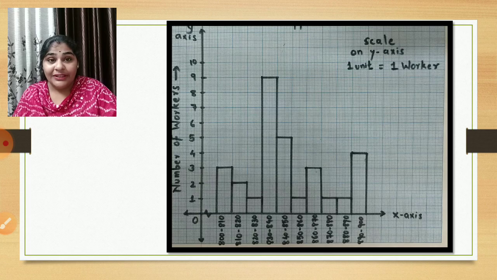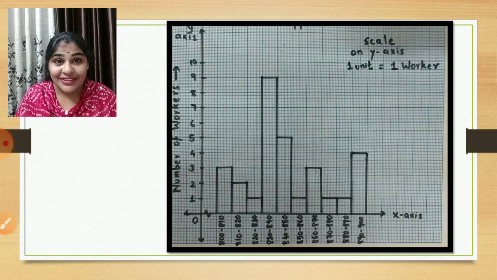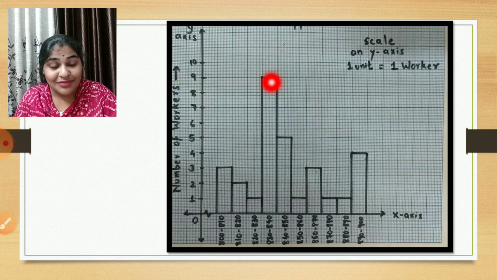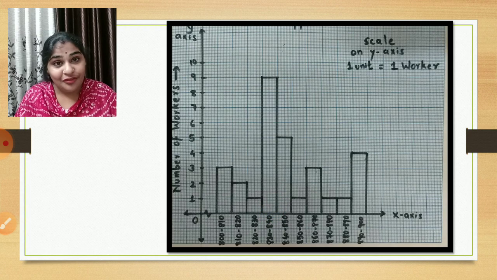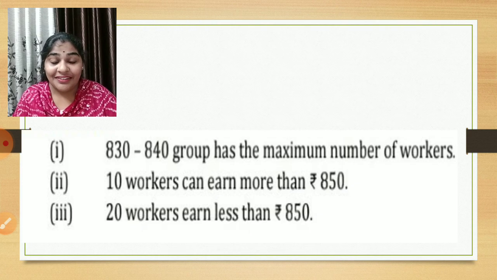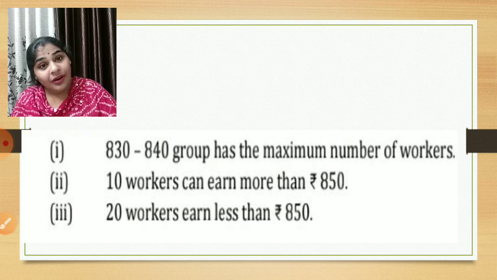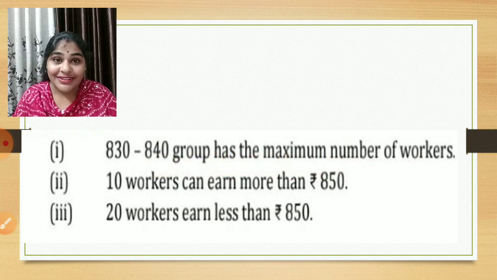So after drawing the histogram, let us see the questions and answer them. Which group has the maximum number of workers? Now here I see 9 workers is the maximum, the longest bar I can see here. And which group is that? 830 to 840. The class interval is 830 to 840. So you will write below the graph, or in the classwork you can write, that the 830 to 840 group has the maximum number of workers.